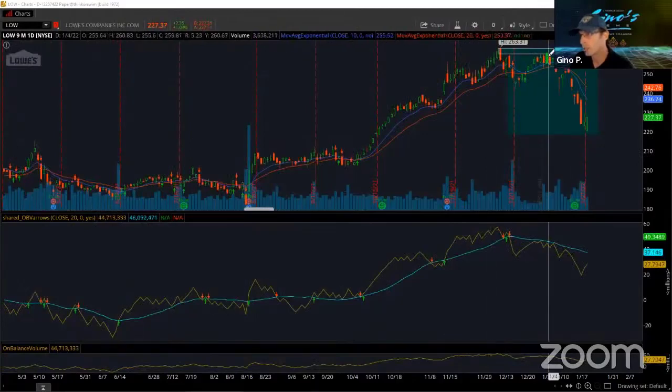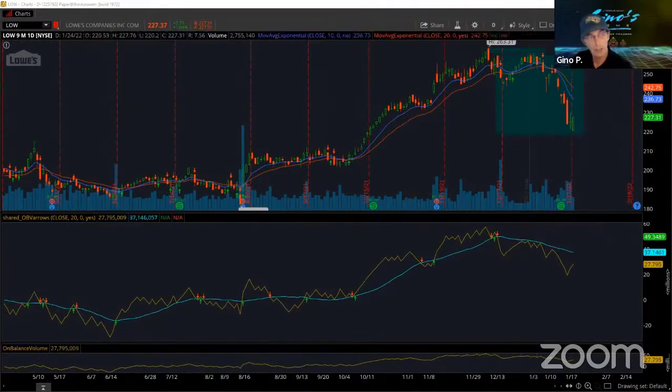Two more. Lowe's. Why did Lowe's not break out right here? Why is that a bad trigger to play Lowe's? Let me put that in here. Why would that be a bad trigger right there? Who's dominating? Sell volume. It's not there.